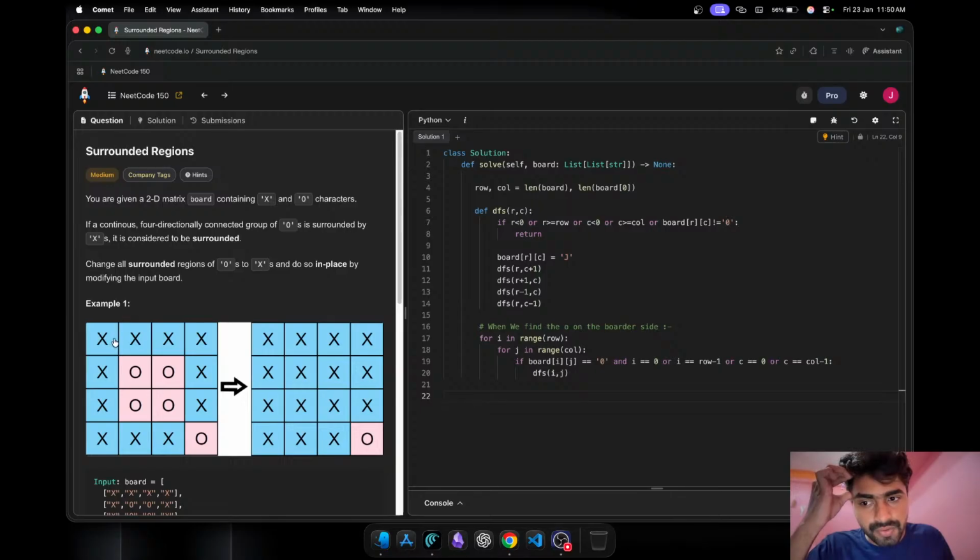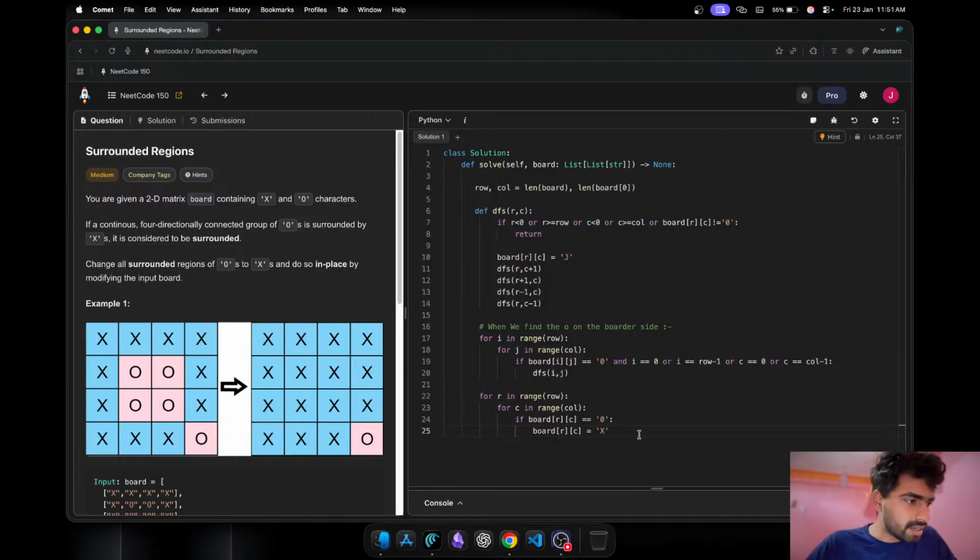Now as we converted these into J, we need to make the rest X. Let's say for R in range row, for C in range column, if board of R and C equals to O, then board of R and C equals to X, right?